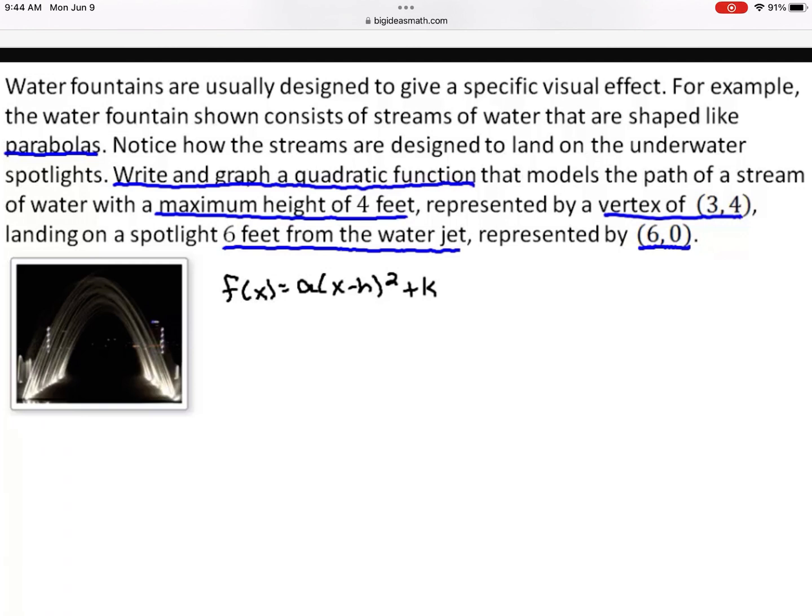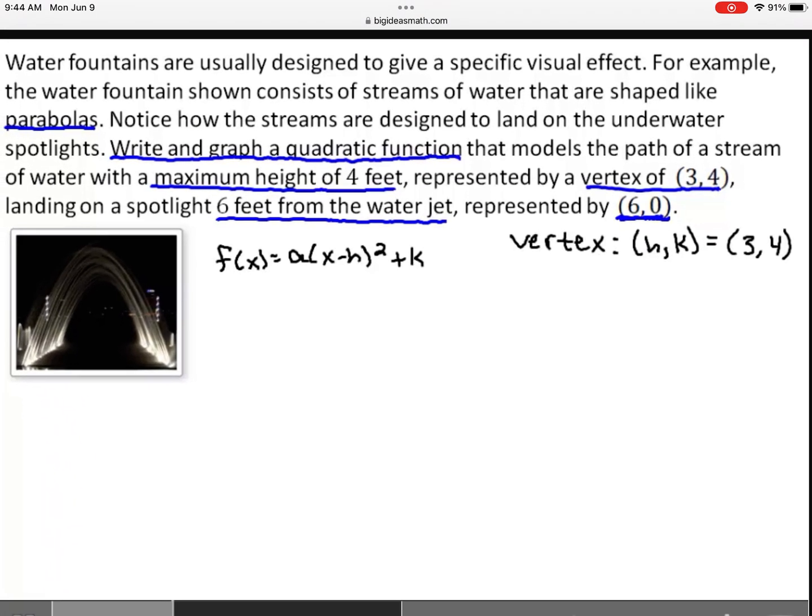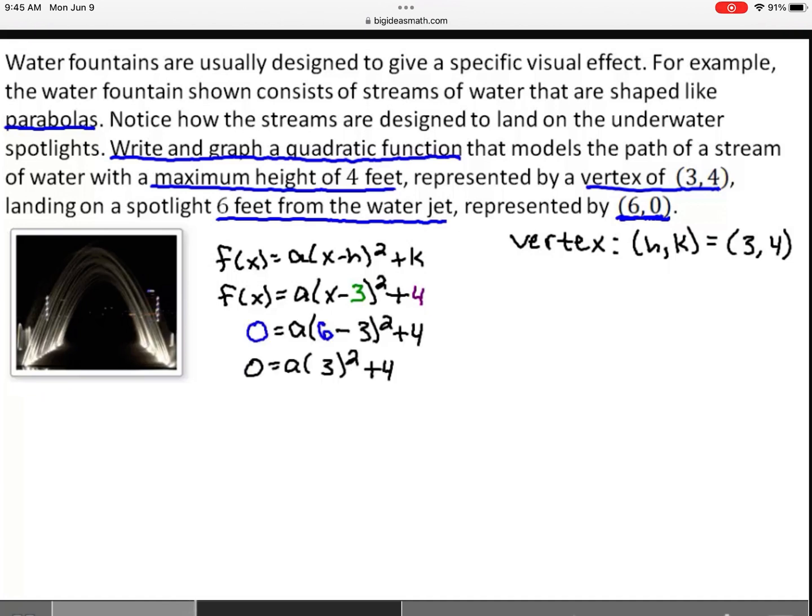You are told that the vertex (h, k) is (3, 4). So substitute 3 for h and 4 for k. Now use the point (6, 0) to find the value of a by substituting 6 for x and 0 for f of x. 6 minus 3 is 3, and 3 squared is 9. So you have 0 equals 9a plus 4.